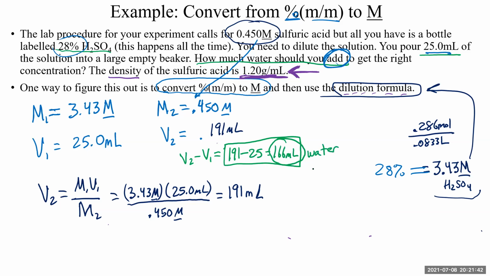Water to add to the initial 25 milliliters. Okay, so be careful about that. So we need to add 166 milliliters, bring that 25 milliliter volume up to 191 with a bunch of water with no solute in it, and that will bring our molarity down from 3.43 to 0.45.